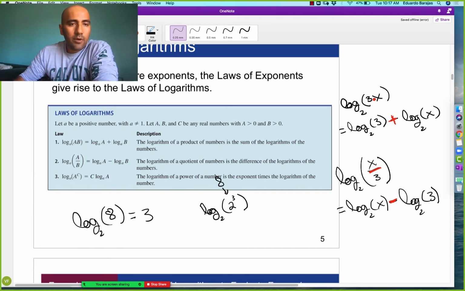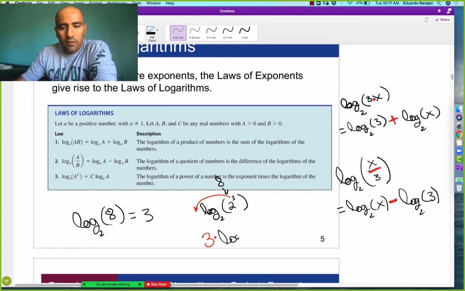And according to this property, since this is written in exponential notation, we can take that out in front and write it as a linear factor. So we can rewrite this as 3 times log base 2 of 2. Log base 2 of 2 is 1, so 3 times 1 is 3, so we're going to get the same answer. Right? And that's true no matter what exponential value is in here.